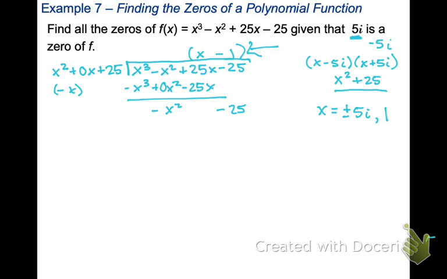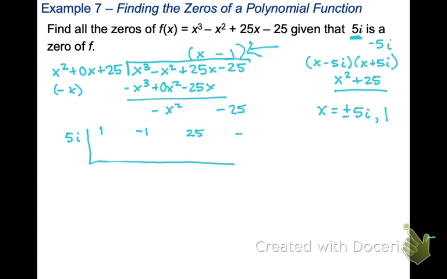Okay, so now we're going to do synthetic division. You ready? We're going to start with 5i. So 5i, and 1, negative 1, 25, negative 25. Leave yourself some room. Don't put these close together. I'm going to tell you, because I didn't tell you to do it on your own.